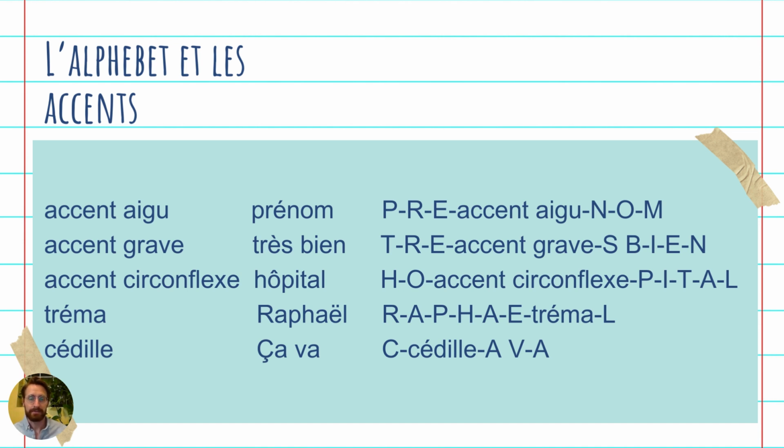We have accent circonflexe. This one also, I think it's important to point out that oftentimes you'll see this replacing S's in other languages. So this one is a good example of that. In English, it's hospital. But in French, they've replaced that S with a hôpital.